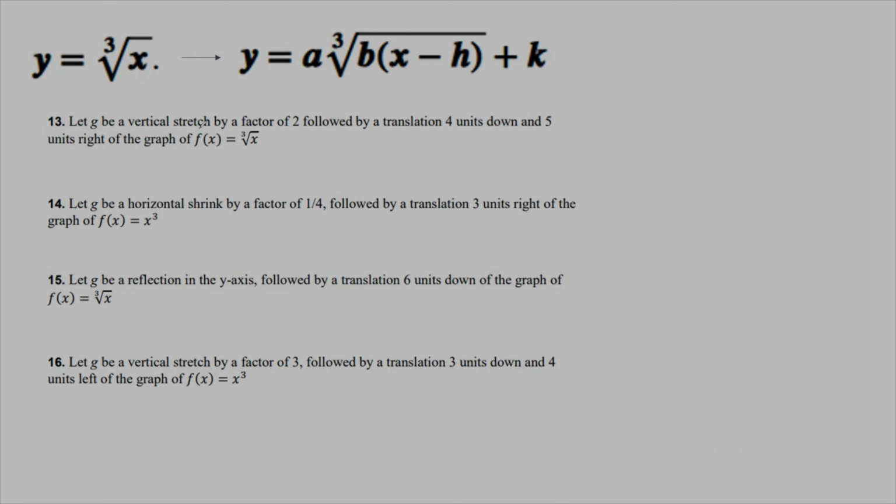Okay, next one is a vertical stretch by 2. So that means my cube root function will be multiplied by 2 because of the vertical stretch. Followed by translation of 4 down and 5 right. So that means it is 5 to the right, so it becomes x minus 5. And then it says 4 units down, so negative 4. Since it's down, it will be added outside. So this is my new function g.